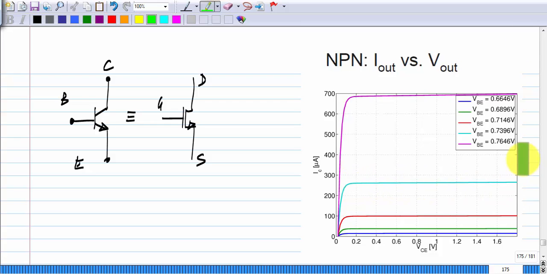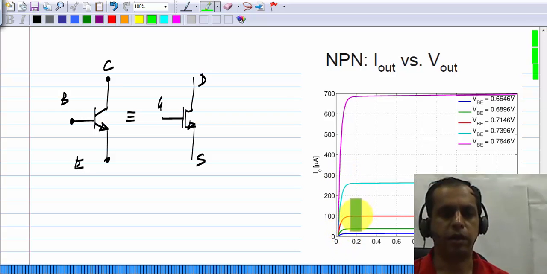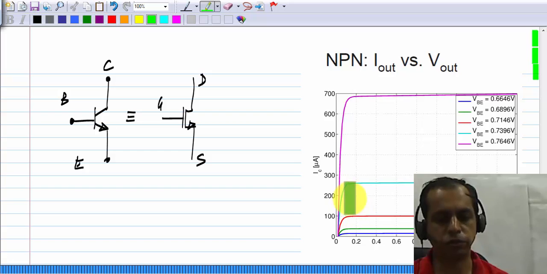There is a part of the characteristic where this I out versus V out is very flat, meaning the amplifier must be biased in this region. You can also see that the region corresponding to the triode region is very small. Okay, in a MOS transistor the triode region is quite useful. It turns out that in a bipolar junction transistor such as this, it's not useful at all.